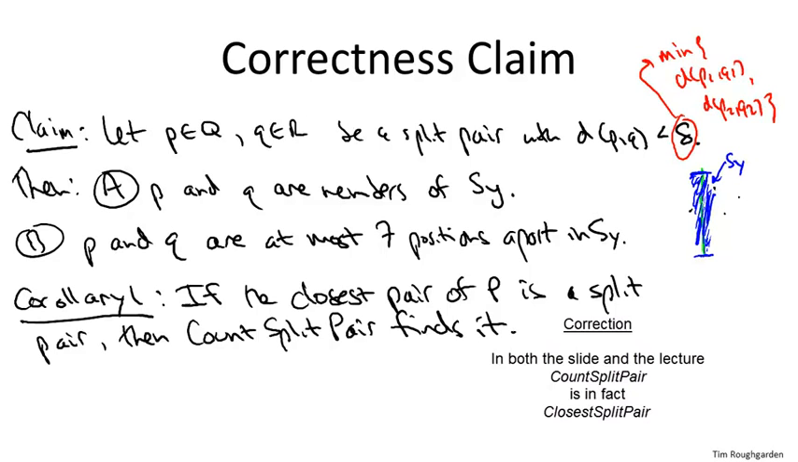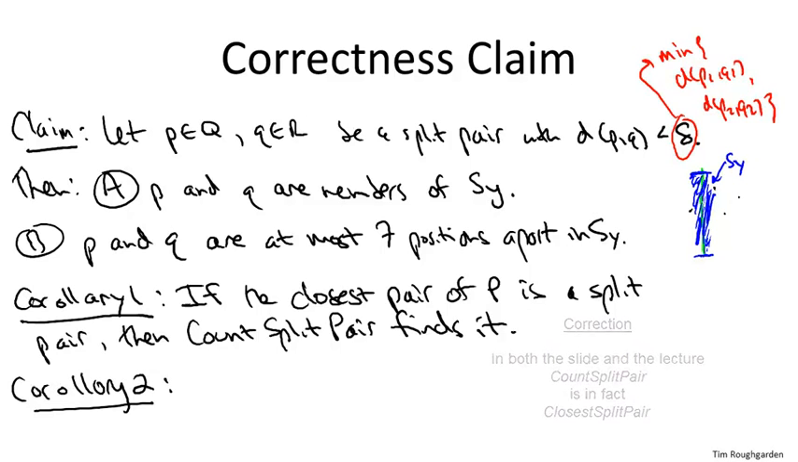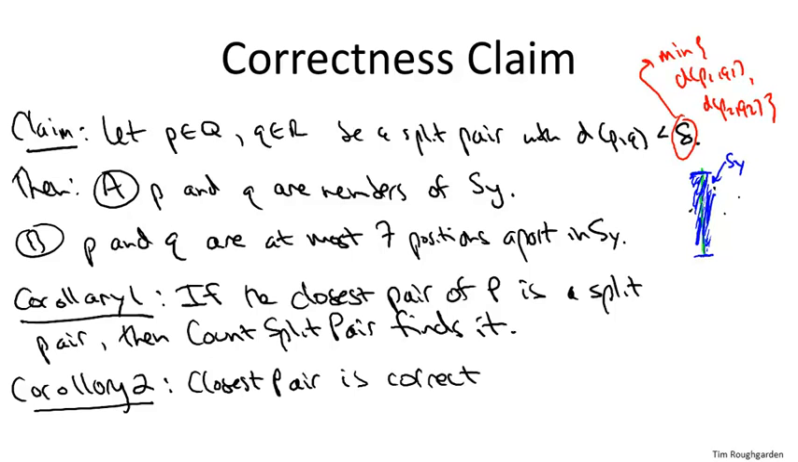Part B says they're almost adjacent in SY. So if you have an interesting split pair of points, meaning it has distance less than delta, then they will in fact be at most 7 positions apart. Therefore, count split pair will examine all such split pairs, all split pairs with distance less than delta, and just by construction it will compute the closest pair of all of them. So again, in the unlucky case where the best pair of points is a split pair, this claim guarantees that count split pair will compute the closest pair of points.